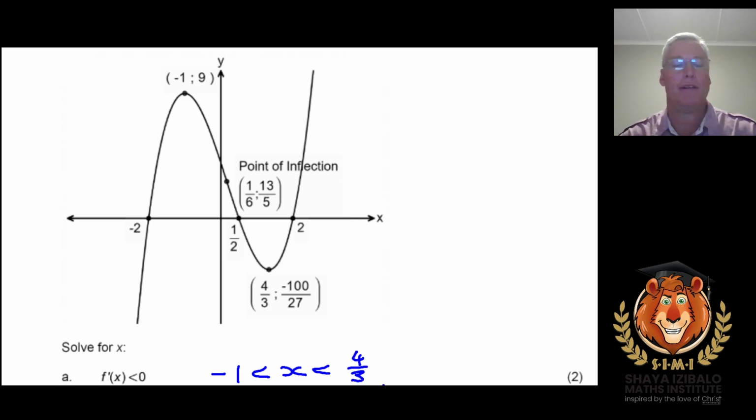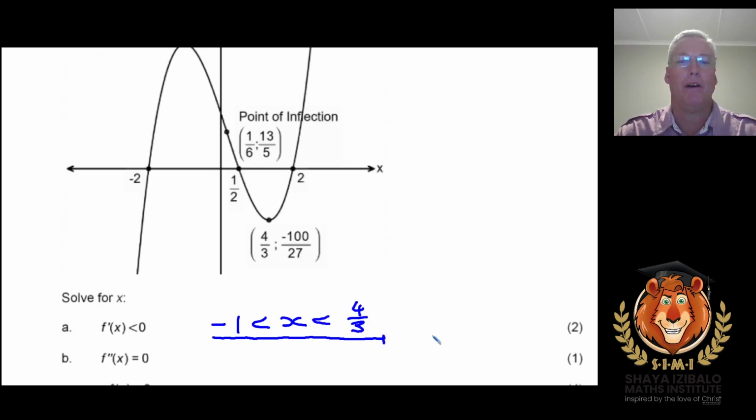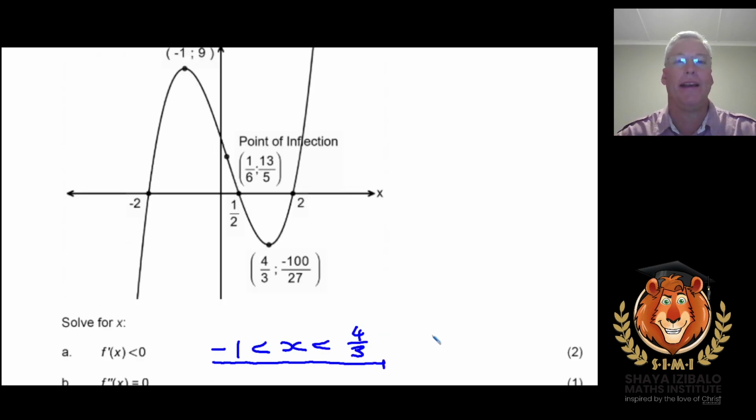Okay, negative gradient, function decreasing. The next one asks, where is the second derivative equal to 0? Well, remember the second derivative is negative when the graph's concave down, positive when the graph's concave up, and 0 at the point of inflection. So this is just going to be x equals 1/6.